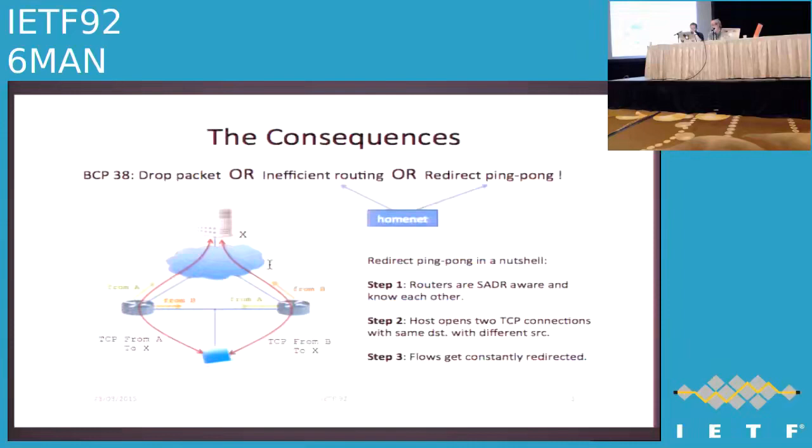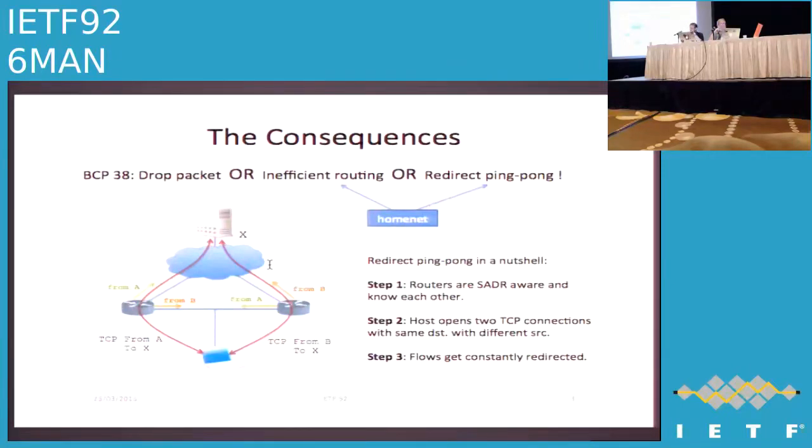So what are the consequences of this problem? Worst case, because of BCP 38, the packet would be dropped. Now, in HomeNet, for instance, we can handle that. The routers do SADR routing, so it's going to be fine. The packet will go out the right exit. The problem is more inefficiencies, like the packet being redirected on the same interface twice. If you don't have redirects, it's kind of inefficient, but that's all. If you have redirects going on, you can have a very awkward situation, which I called a redirect ping pong.